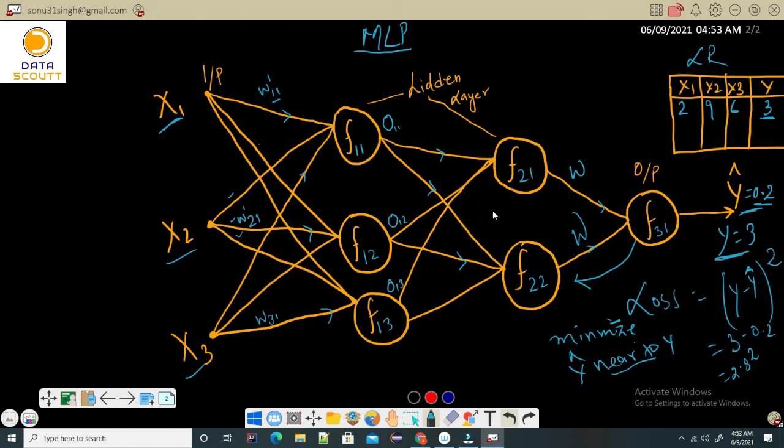So guys, it is very much important for you to understand the back propagation and chain rule concept. We'll discuss in our next video how we can train this MLP. We'll see in our next video.